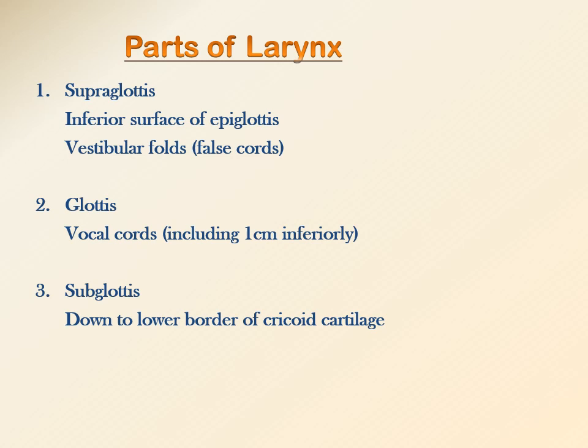The first part is the superior part called supraglottis اللي يشمل inferior surface of epiglottis إلى حد vestibular fold اللي هي false vocal cord. الجزء الثاني من اللارynx هو glottis اللي يشمل true vocal cord و1 سنتيمتر below it. والجزء الثالث من اللارynx هو subglottis اللي هو يكون أسفل 1 سنتيمتر of vocal cord إلى حد lower limit of the larynx which is the cricoid cartilage.